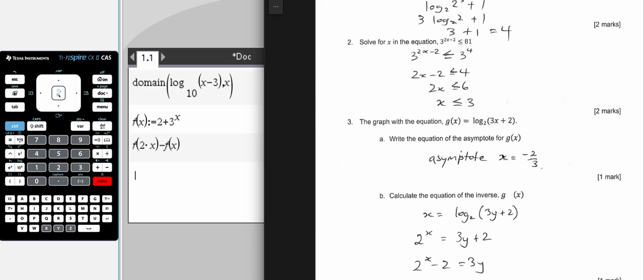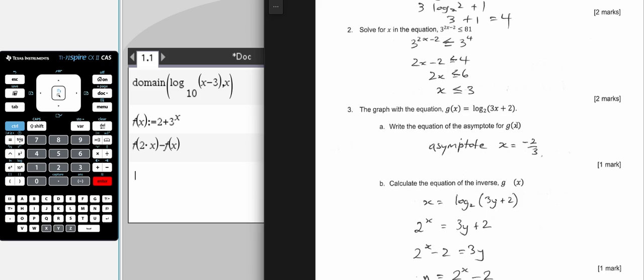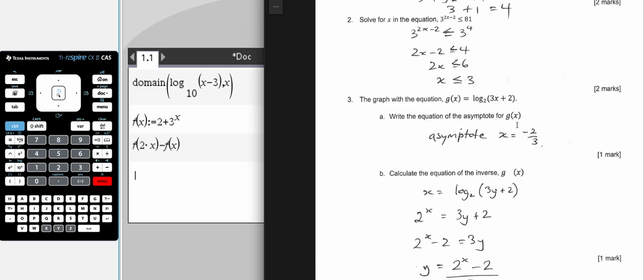Asymptote. So this asymptote, ax plus b, the asymptote is x equals minus b over a. So that's why it's x equals minus 2 over 3, because we're talking about a logarithm, and logarithms always have vertical asymptotes, x equals something. All right, so that's for this one, for 3a.